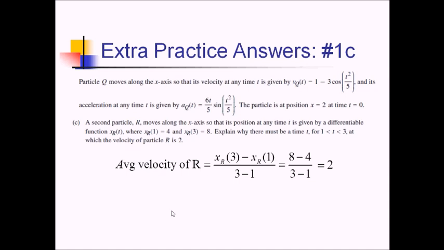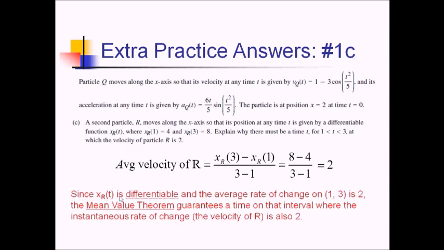So the other precondition, other than the average rate of change matching the instantaneous rate you want, is that you need a differentiable function. And we're told that this function is differentiable. So since x sub r of t is differentiable everywhere, and our average rate of change on the interval we're looking at is 2, the mean value theorem, MVT, guarantees a time on this interval where the instantaneous rate of change, namely the velocity of r, is also going to be 2.